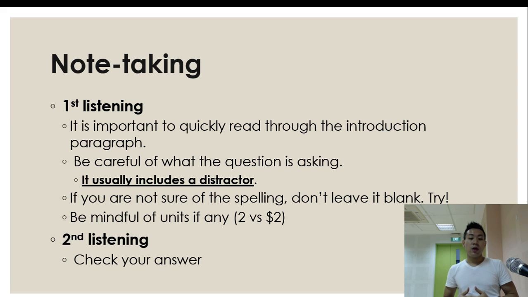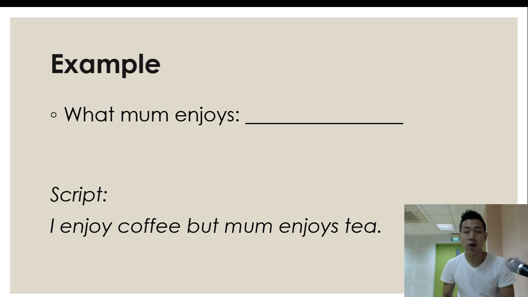After you have taken down the notes, the second time, check through your answers. Now I'm going to give you one example of how the passage may have some details which may try to distract you. If the script says, I enjoy coffee but mom enjoys tea, once you hear coffee, you may think, oh, it must be coffee. If you're not sure whether you missed out the subject in this sentence, wait till the second time before you fill in your answers. In this case, we know that mom enjoys tea, so don't let this confuse you. Sometimes it is about locations, and it may give you two different locations, so be mindful of which location the question is actually asking for.